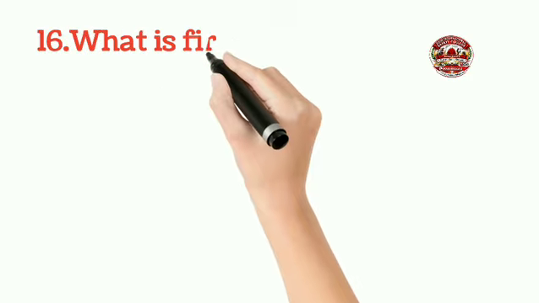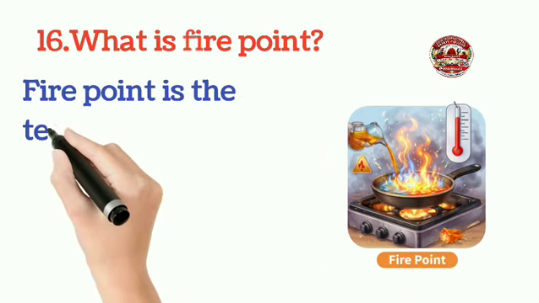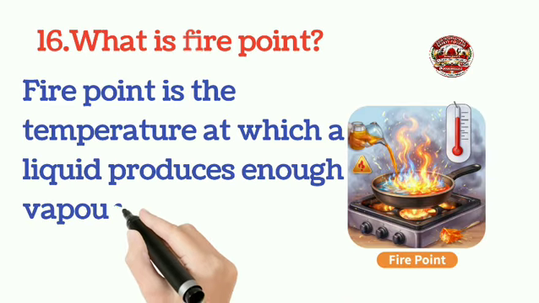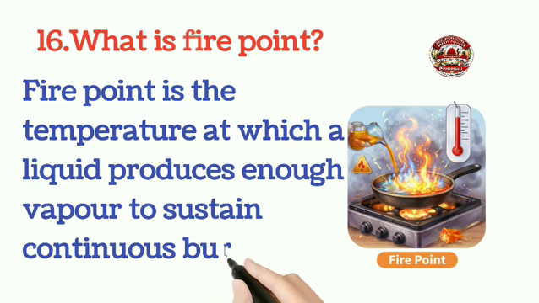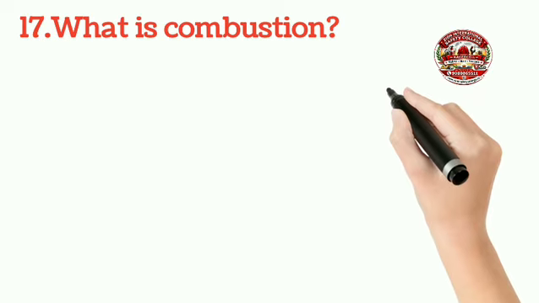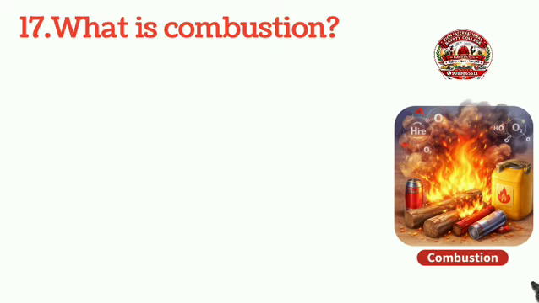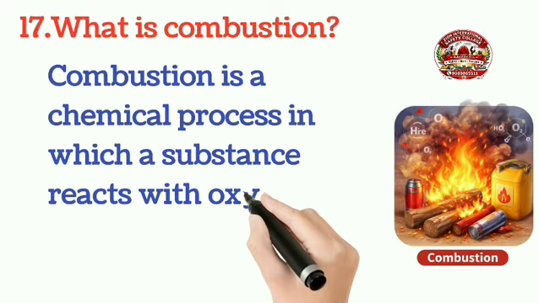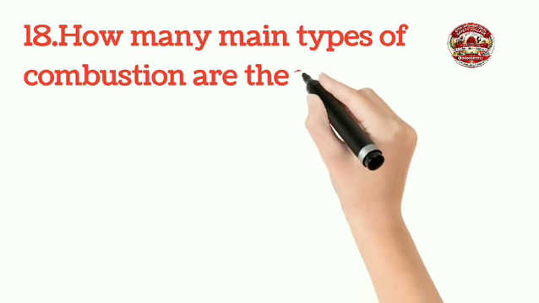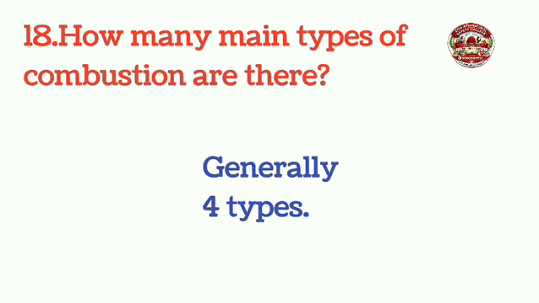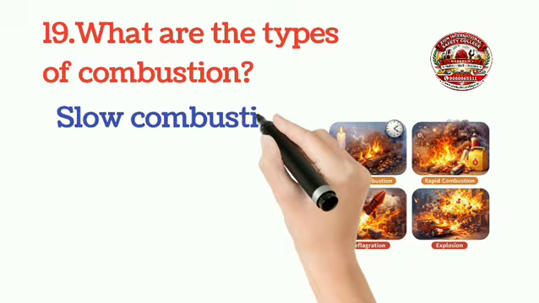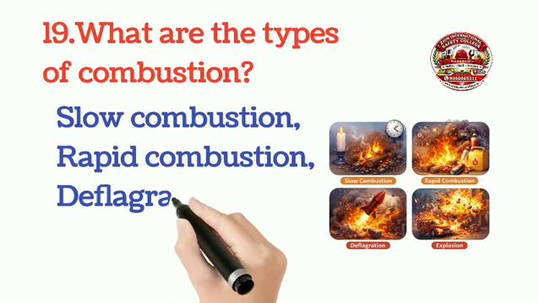What is fire point? Fire point is the temperature at which a liquid produces enough vapor to sustain continuous burning. What is combustion? Combustion is a chemical process in which a substance reacts with oxygen and releases heat and light. How many main types of combustion are there? Generally, 4 types. What are the types of combustion? Slow combustion, rapid combustion, deflagration, explosion.